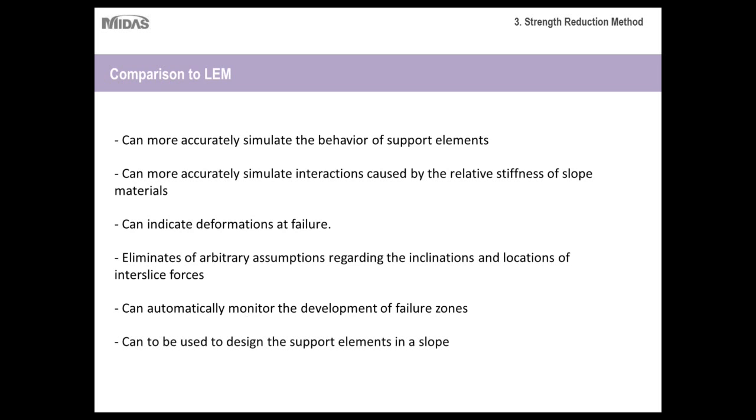And then it can be used to design the support elements in a slope. So for example, tiebacks, retaining walls, soil nails. If you're doing the design of those elements in particular, then the strength reduction method would be very adequate to use, because you can get the forces acting in those elements. You can get the reaction of those elements as well as the deformations, none of which you can get through the limit equilibrium method.